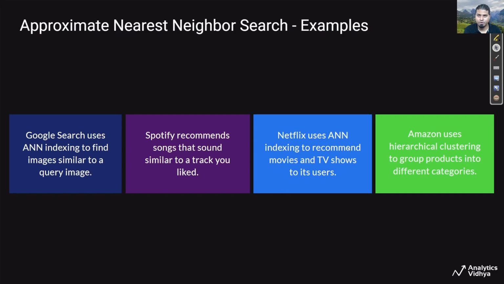Netflix also uses approximate nearest neighbors to recommend movies and TV shows similar to what you have watched. Amazon uses hierarchical clustering based on nearest neighbors to group products into different categories. So a lot of examples of real-world applications of approximate nearest neighbors.